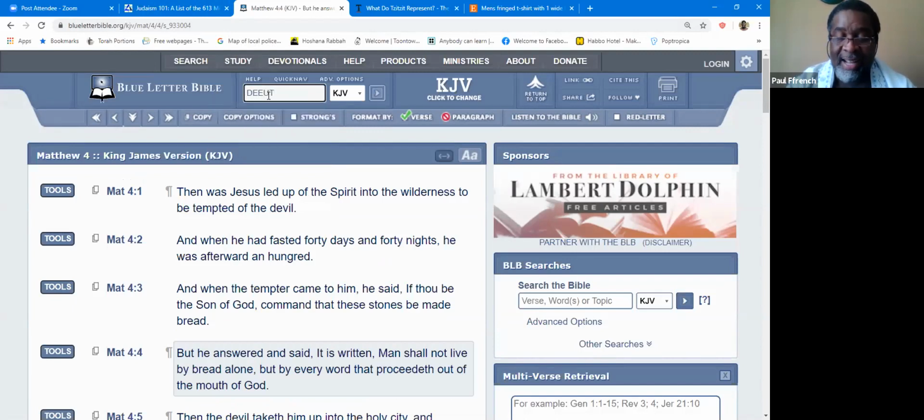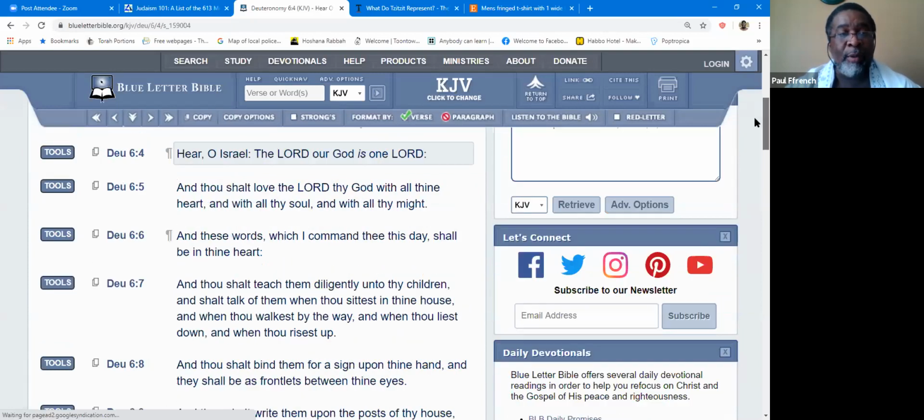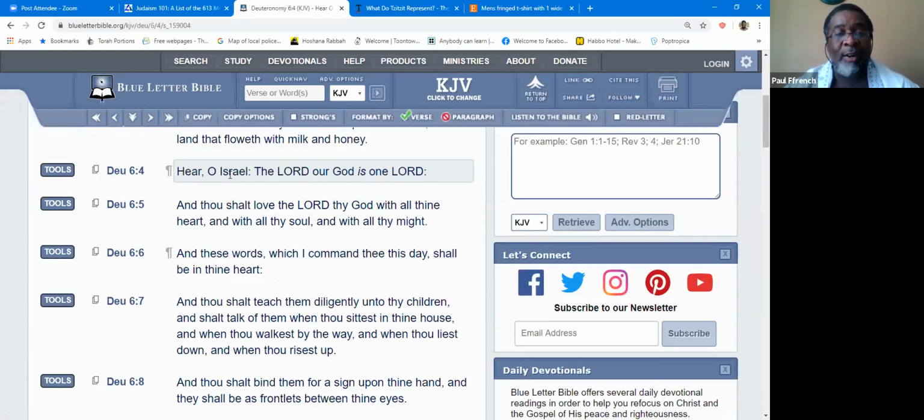Deuteronomy. Sorry, I'm putting too much here. Deuteronomy 6 has a lot of commandments in it. Deuteronomy 6, verse 4. We say that a lot. And we know this, but we're looking at verse 4. It says, "Hear, O Israel, the Lord our God is one Lord." That means we must acknowledge God's unity.